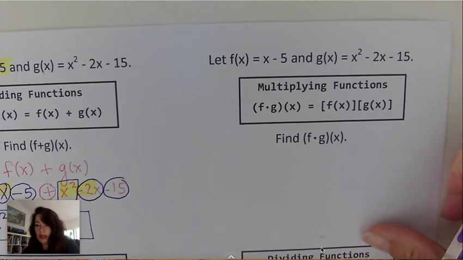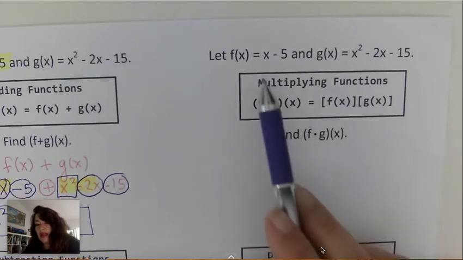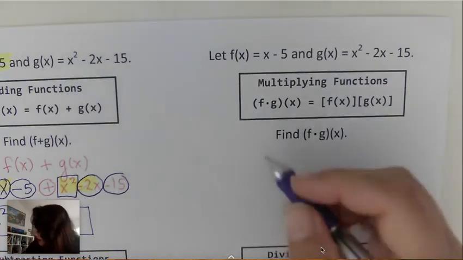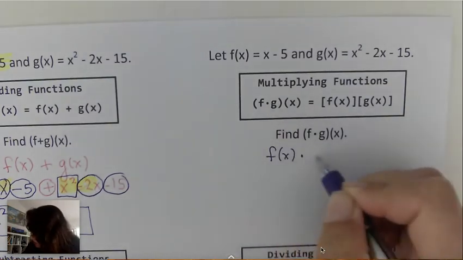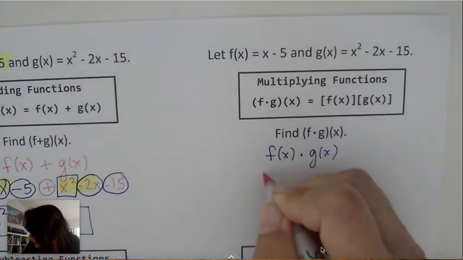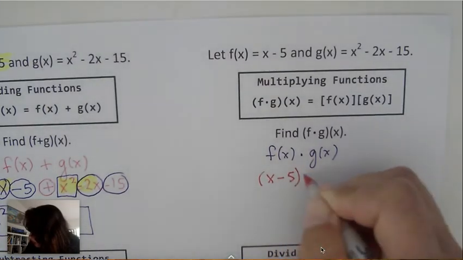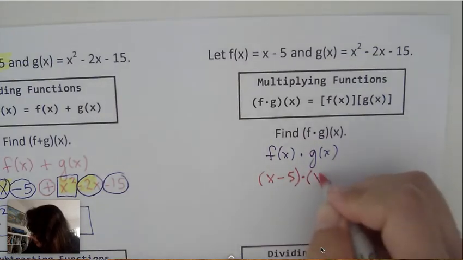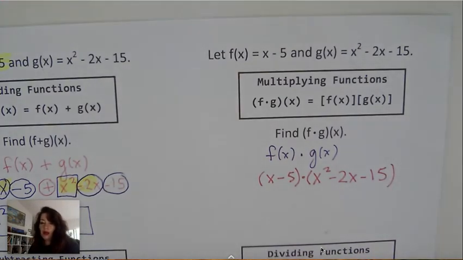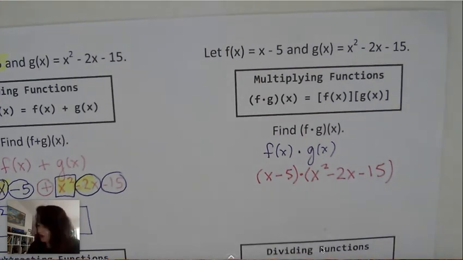Okay, moving along to multiplication. We are going to take now the two functions and we're asked to multiply them. So f times g of x is the same thing as f of x times g of x. So basically I'm going to write down my first function, which is f of x, is x minus 5, times g of x is x squared minus 2x minus 15. But we're not done yet because now we need to distribute and combine like terms.